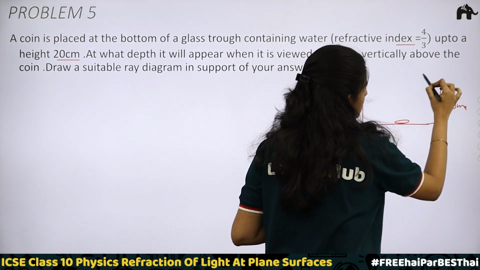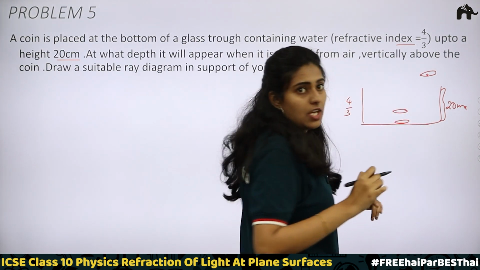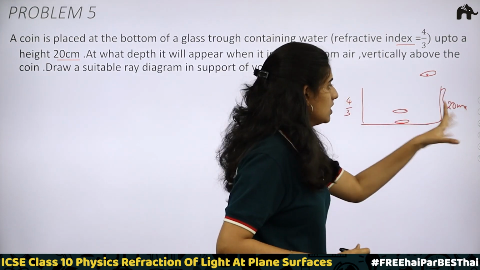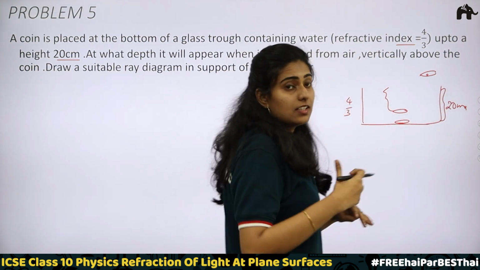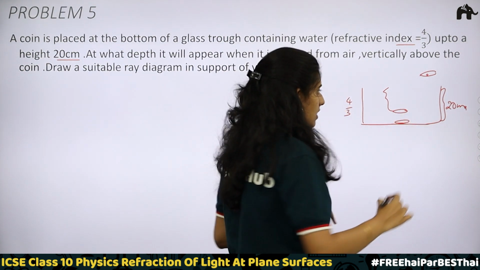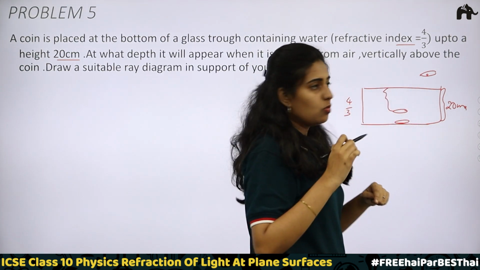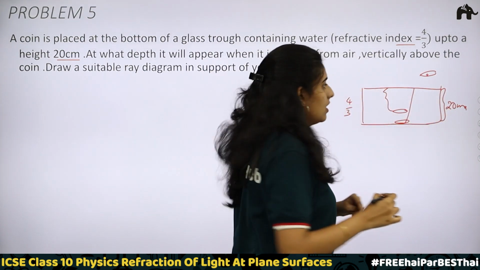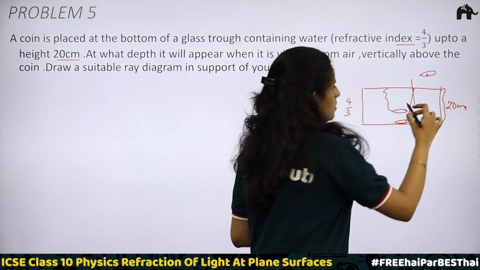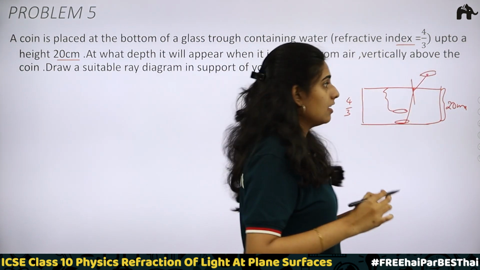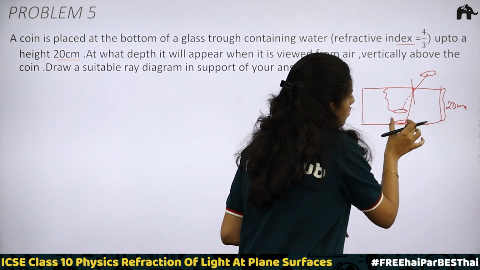So, when viewed from outside, what happens to the coin? The coin will appear raised. Now, we know the actual depth, which is 20 centimeter, and we have to find the apparent depth. What is happening to the incident ray from this coin? This is the separation. This medium is water and here it is air. These are the light rays incident at this separation. What happens to this light ray? It bends away from the normal, right? So it bends away from the normal and reaches the eye. Here this person will be able to view the coin above the original point where the coin is.